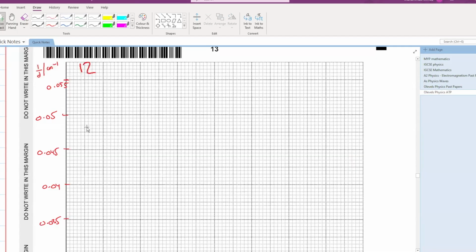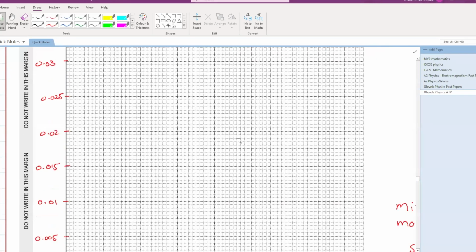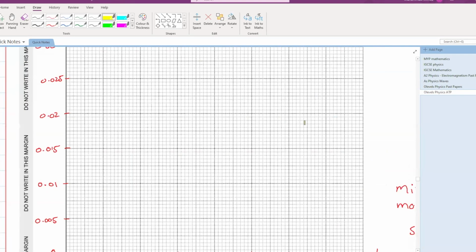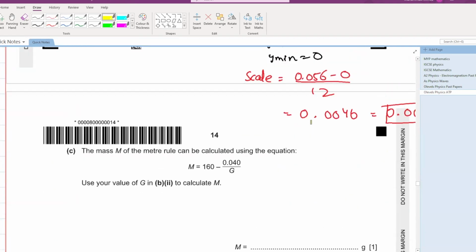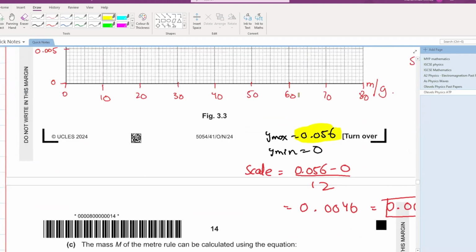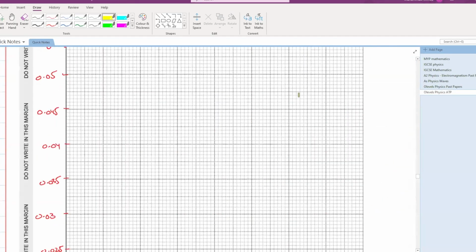Okay, can you see the 12th box is only marked half? Okay. What was the maximum value that you wanted? The maximum value that I wanted was 0.056. Okay. Can I get that maximum value here? Let's see. If I can get that maximum value here, the scale will be valid.